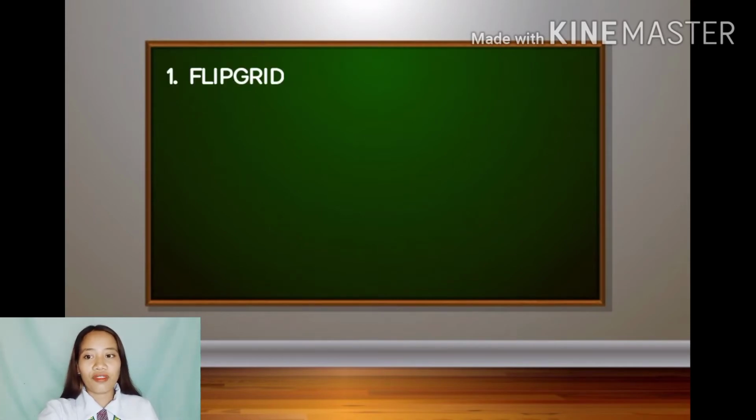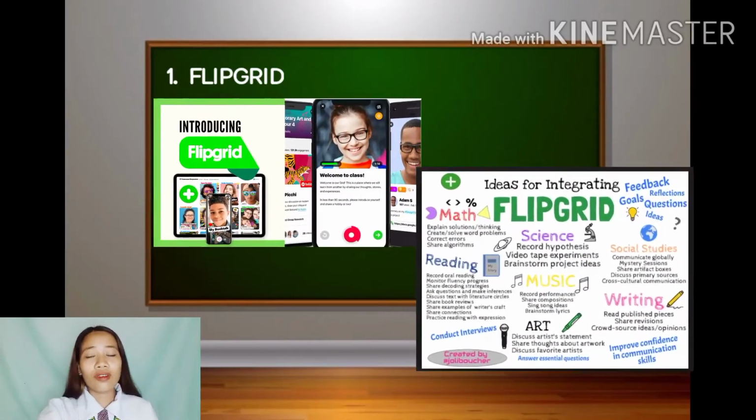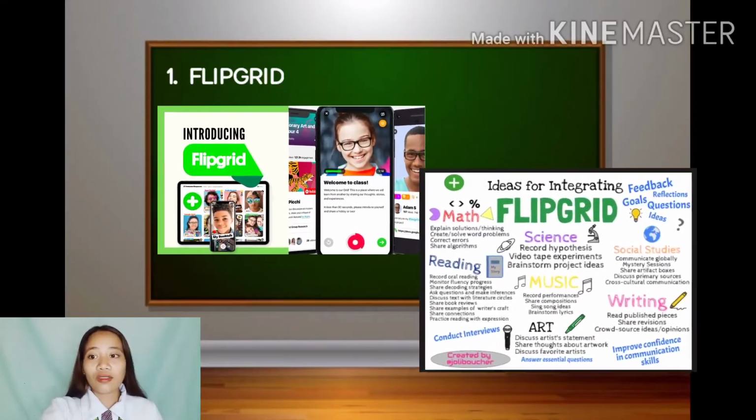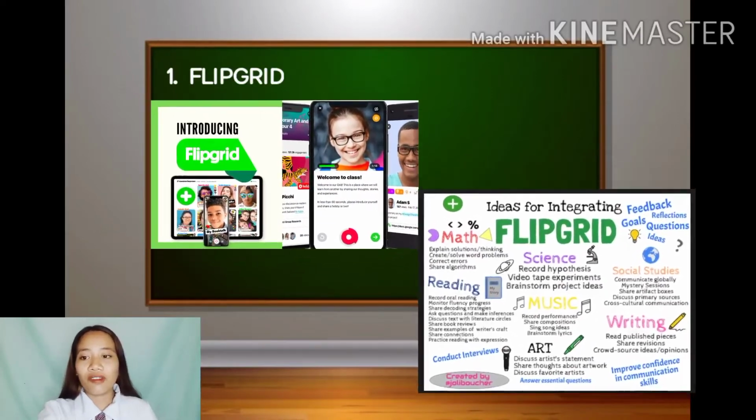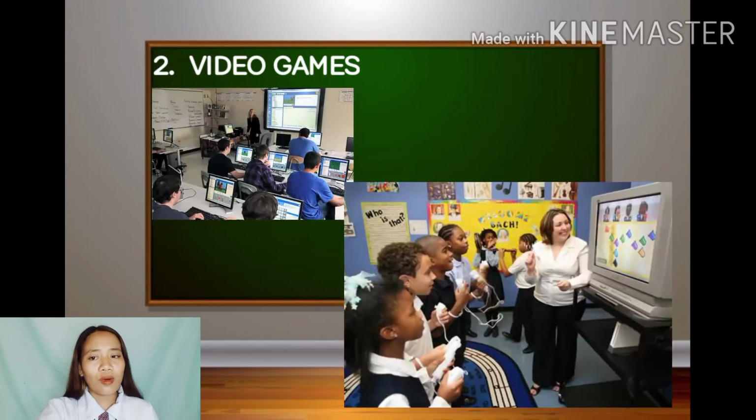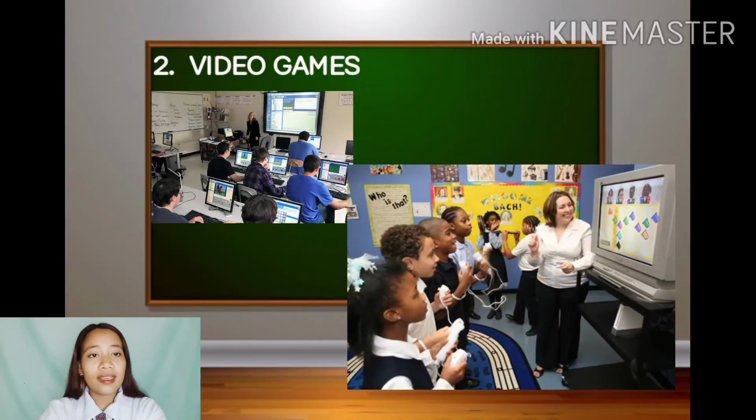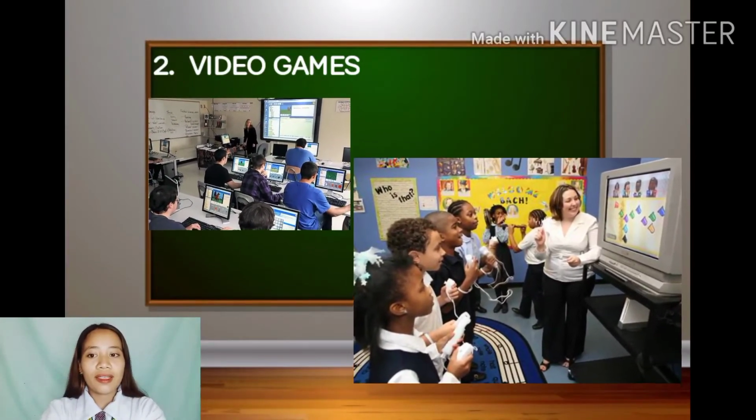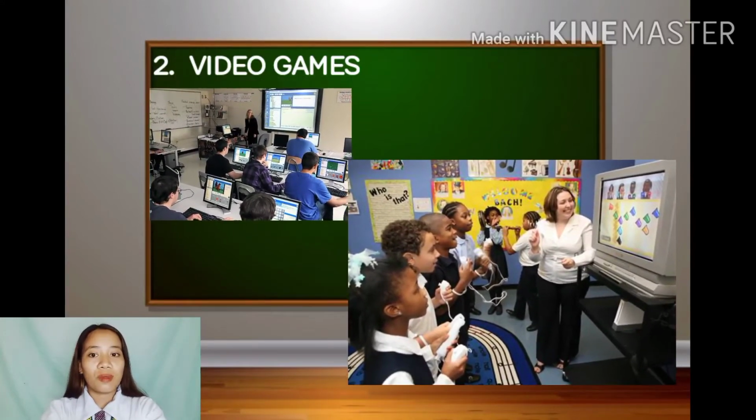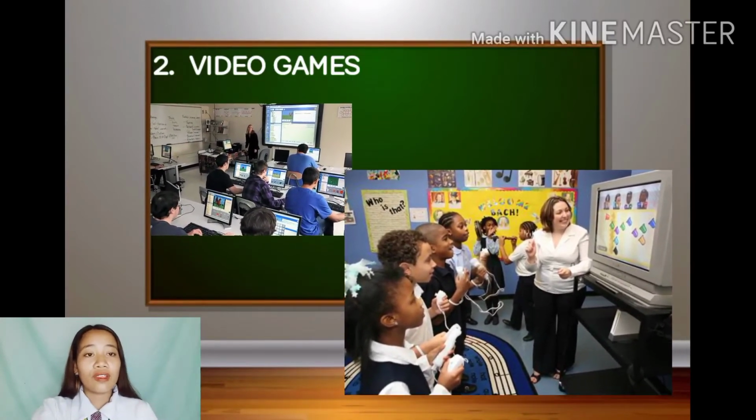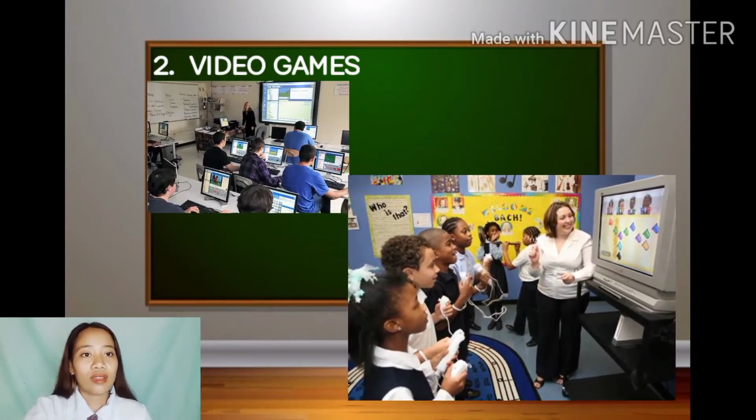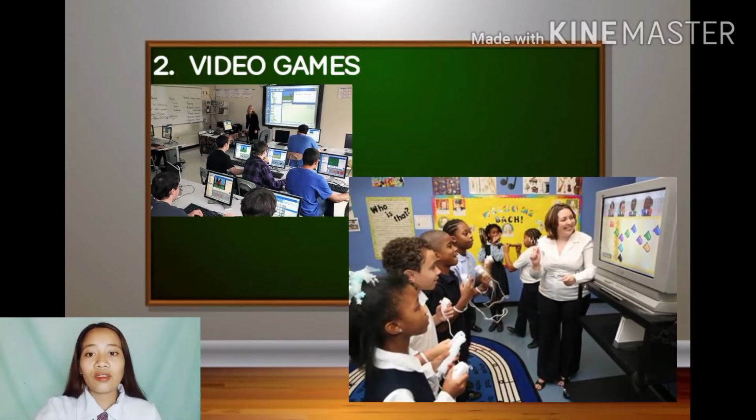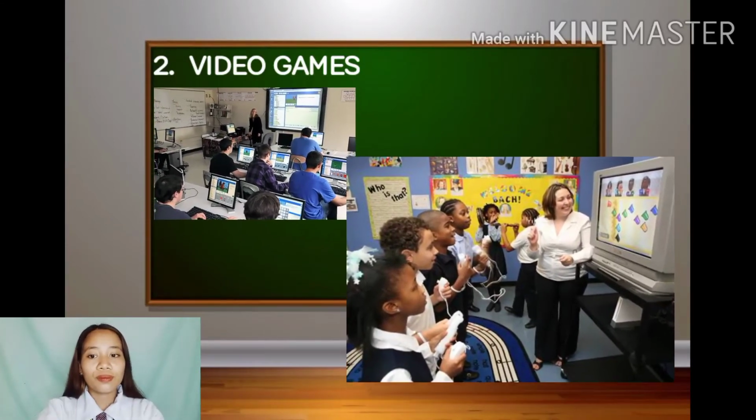First, the Flipgrid. Video is a wonderful engagement tool and add a social dynamic and school-friendly architecture, and you've got Flipgrid. Second is the video games. I know generally saying video games isn't actually a student engagement tool. However, video games literally don't work without player input and thus student engagement. The right game could change your classroom.